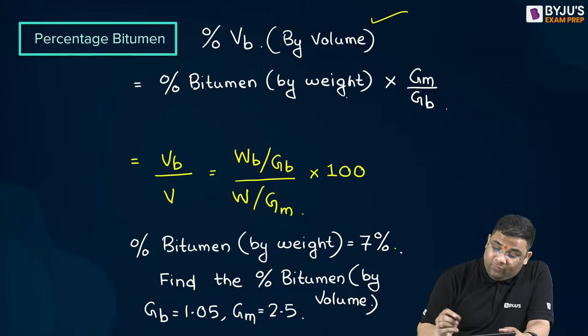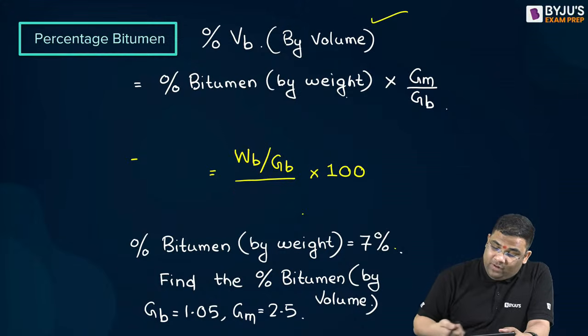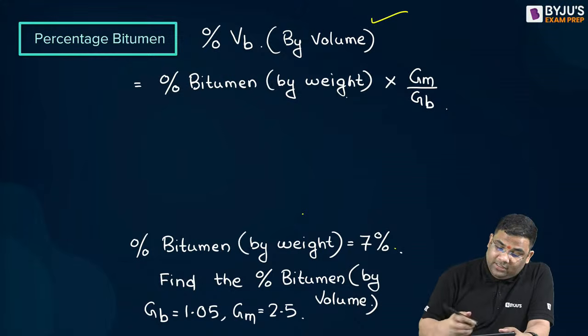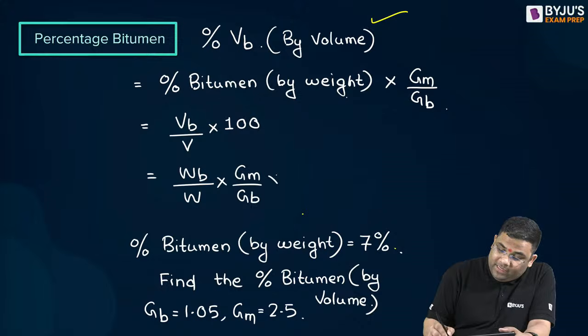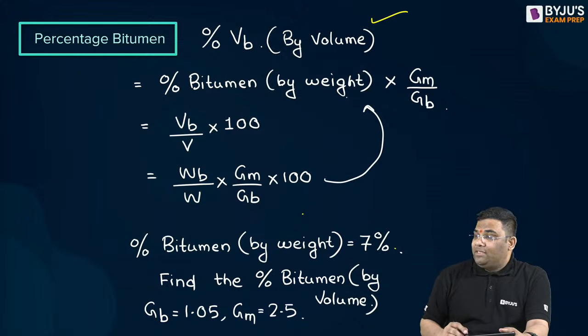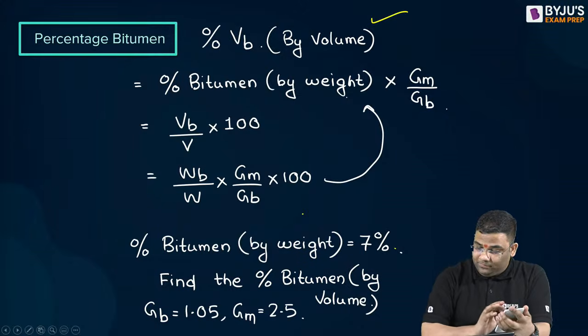One relationship is this, equal to VB by total volume into 100. Another relationship is weight of bitumen by total weight into GM by GB into 100. So from here I am getting this particular relationship. Now tell me what is the answer for this? Let me find out also. It will be 7 into 2.5 divided by 1.05.